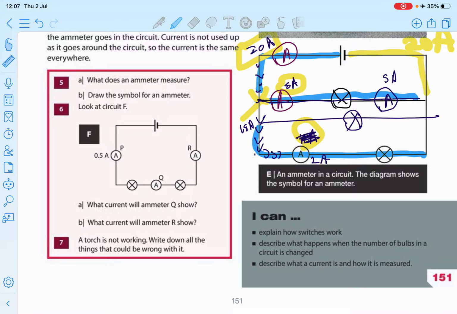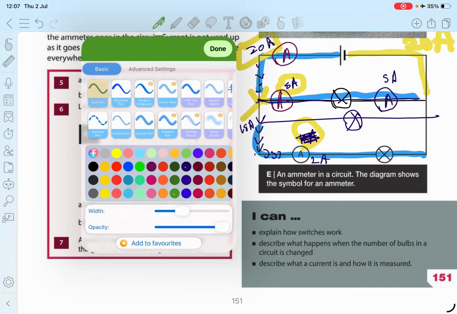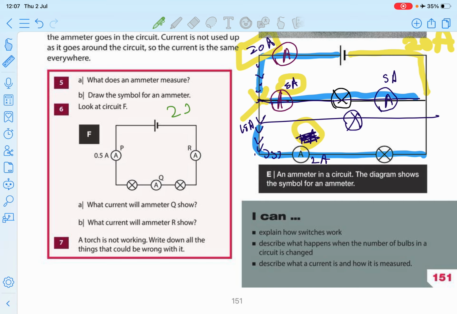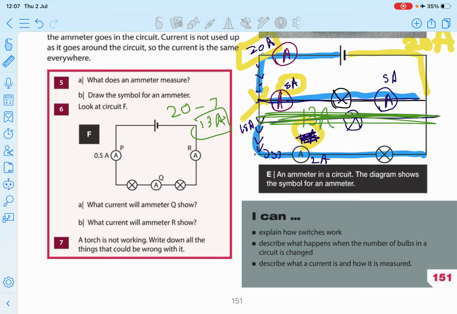So 5 plus 2 is 7, right? Now it comes 20 ampere, and just 7 passes through these. How many amperes remain? 20 minus 5 plus 2, which is 7, right? It remains 13 ampere. So the 13 ampere is transferred through this line, in this line, right? 13 ampere. I hope it's clear.